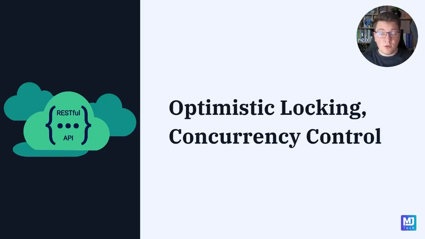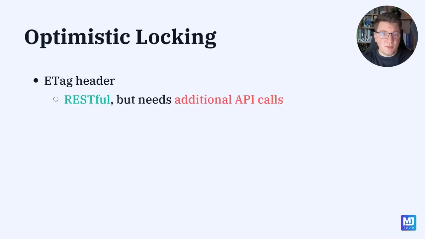Welcome to our next lesson, where we are going to talk about optimistic locking in RESTful APIs and how to implement concurrency control using the ETag header. Now, there are a couple of approaches that you can take for implementing optimistic locking in a REST API. The most popular approach is using the ETag header.